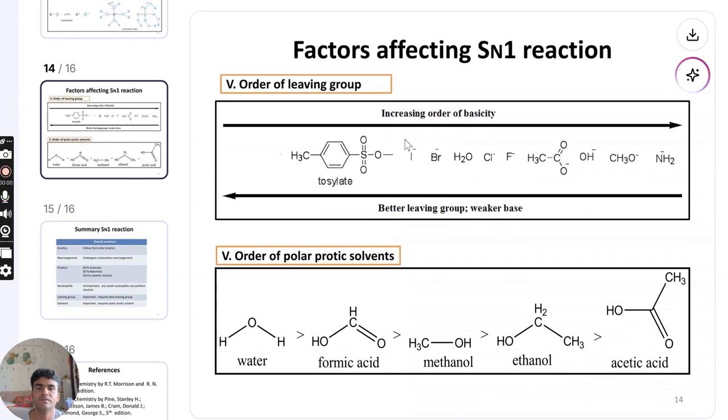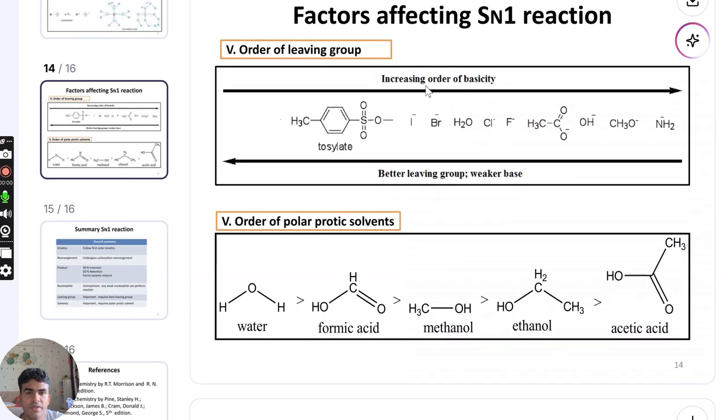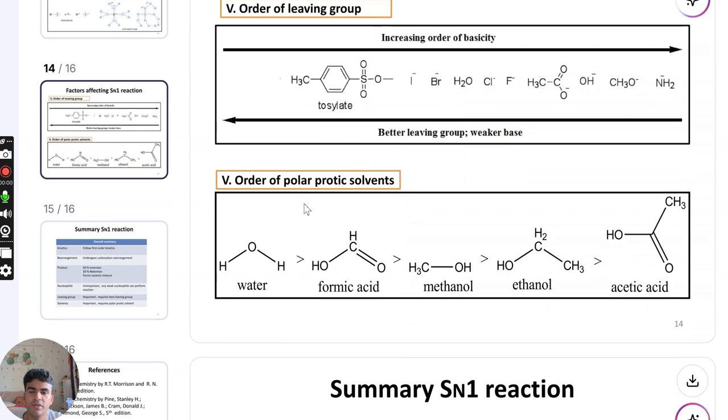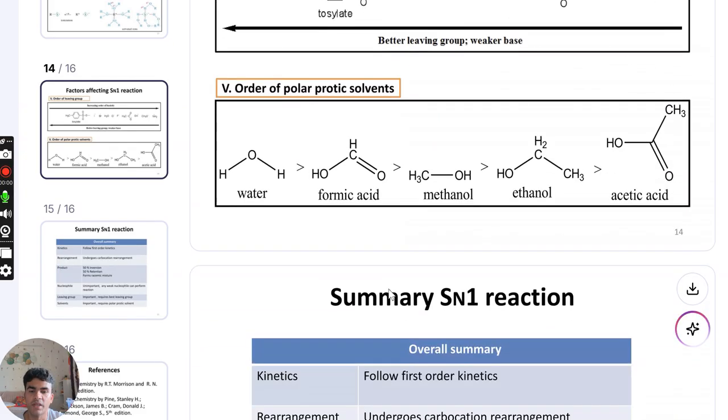This is the leaving group order. The lesser the basicity, the higher the leaving group ability. This is tosylate, a good leaving group. Then iodide is also a good leaving group. Then bromide, H2O, F minus. This is the order. So the basicity order is inversely proportional to the leaving group order. This is the polar protic solvent order: the higher the polarity, the higher the rate of the reaction.